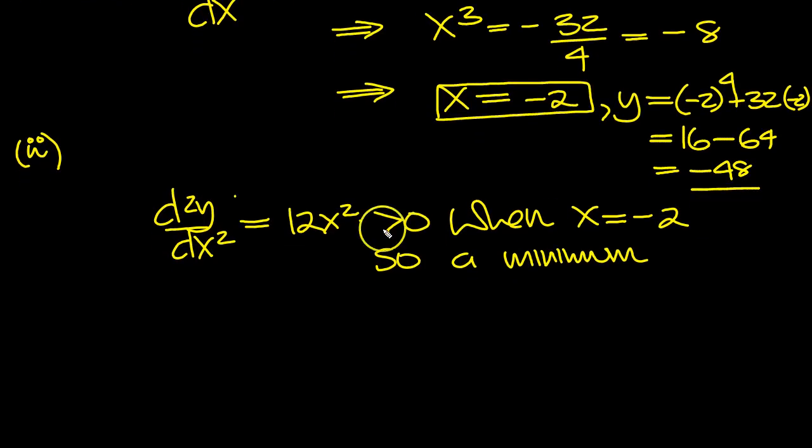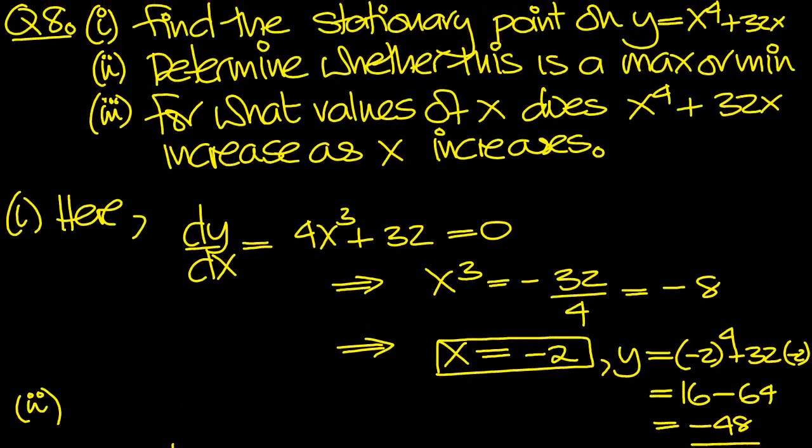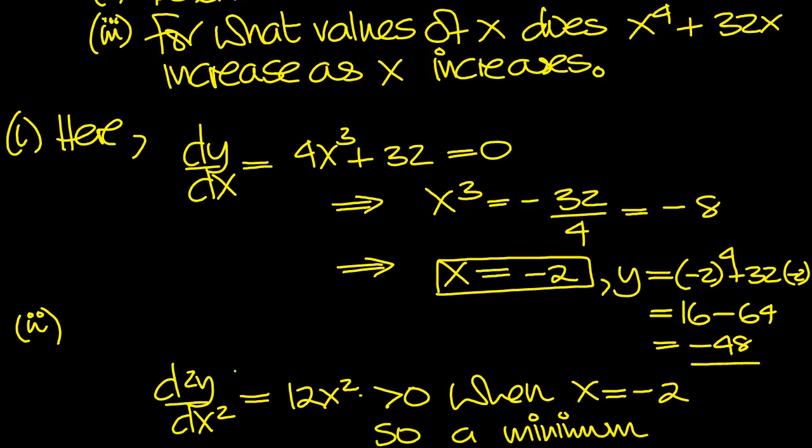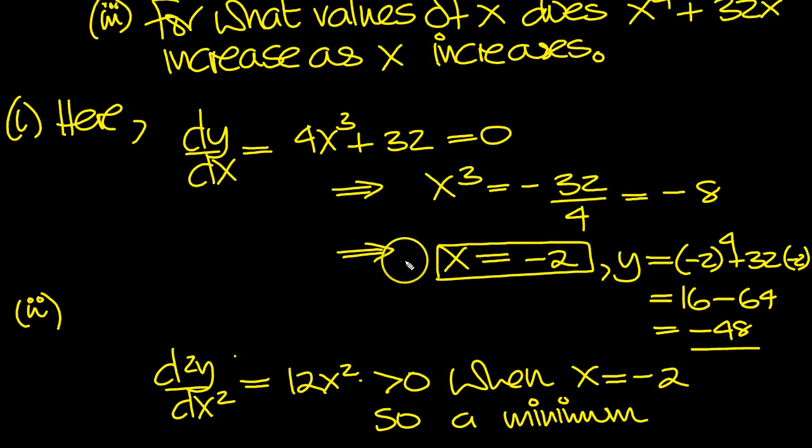Stationary point. So the second derivative is positive, so when x is minus 2 it is clearly positive, so it's a minimum at that coordinate then, that stationary point. For what values of x does this increase as x increases? So dy dx then is equal to this.